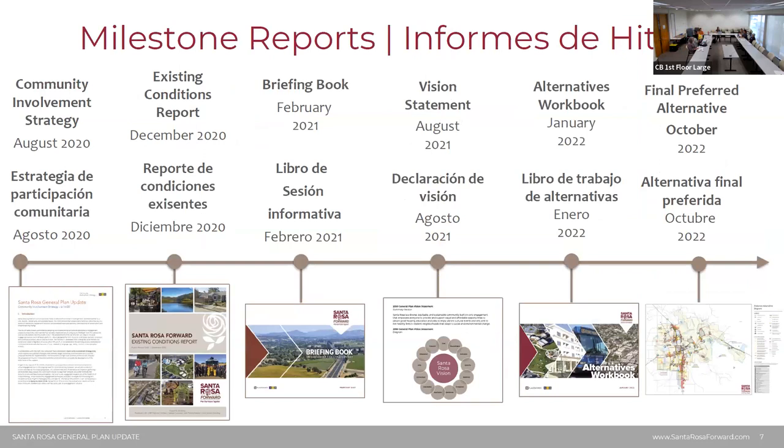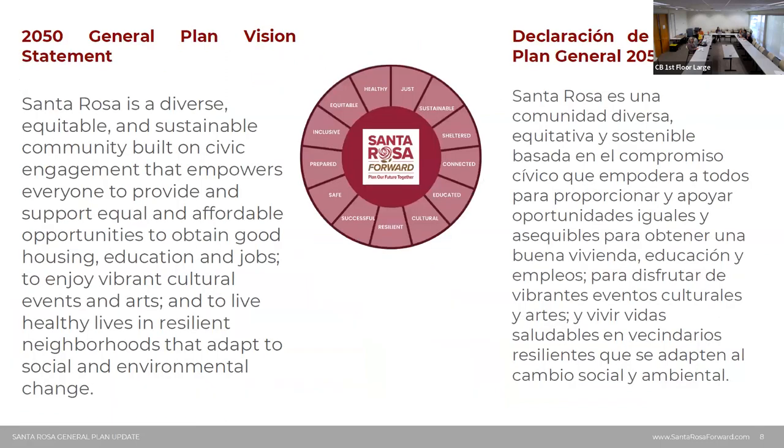That said, I am just showing this so you know what documents you can find on our website. We have a community involvement strategy. We have an existing conditions report, which is the document I mentioned with all the data about the city. We created a briefing book for people who don't want to read the whole document, but are interested in knowing some information about the city of Santa Rosa. Our vision statement, which is what we built with the community; the alternatives workbook, the alternatives of growth that we showed to the community; and the preferred alternative, which is the final step that we had before getting into our draft.